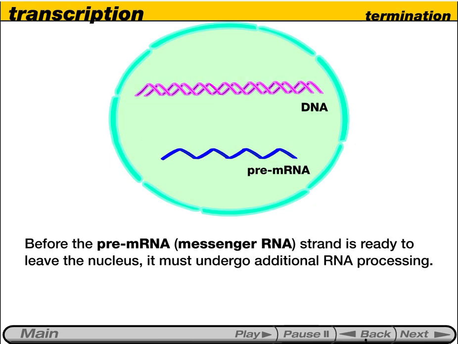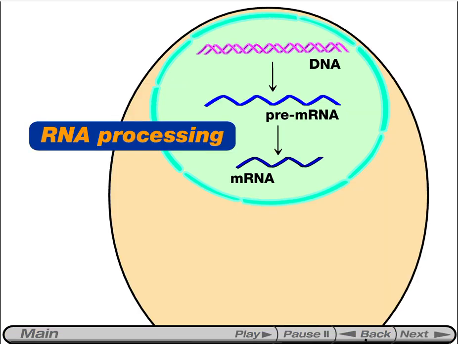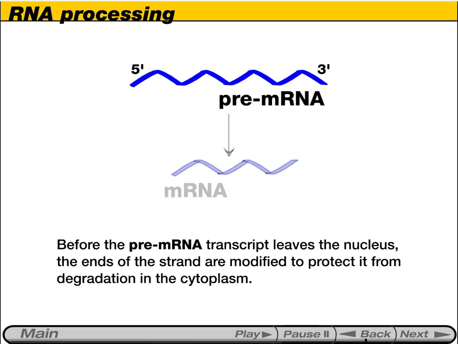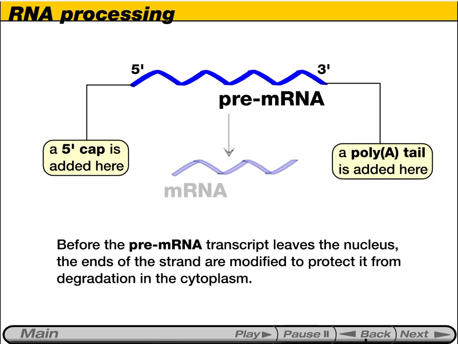Before the pre-mRNA strand is ready to leave the nucleus, it must undergo additional RNA processing. Before the pre-mRNA transcript leaves the nucleus, the ends of the strand are modified to protect it from degradation in the cytoplasm. A 5' cap is added here, and the poly A tail is added here.